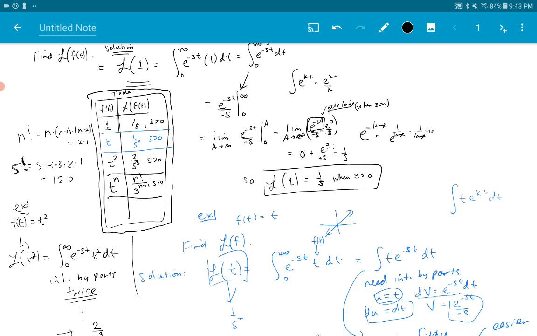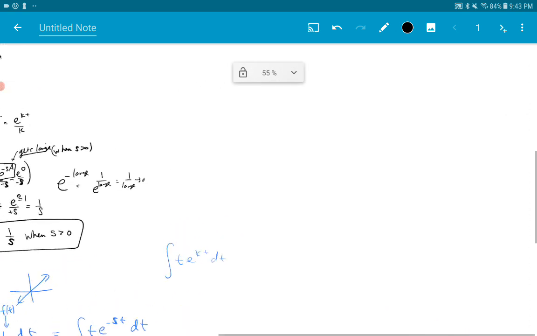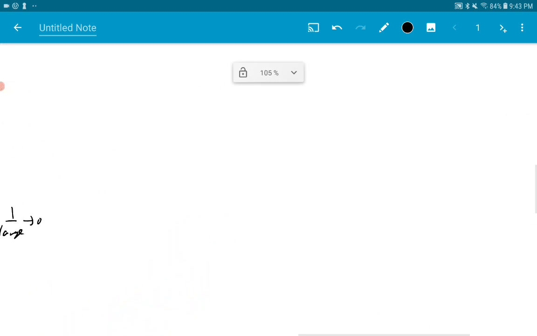All right, before we go on to a few other types of functions, now would be a good time to show you a few nice properties of the Laplace transform, which will enable us to find Laplace transforms of combinations of these functions. Okay, so let me scroll to the side here, make some room. So we're going to talk about properties of the Laplace transform.